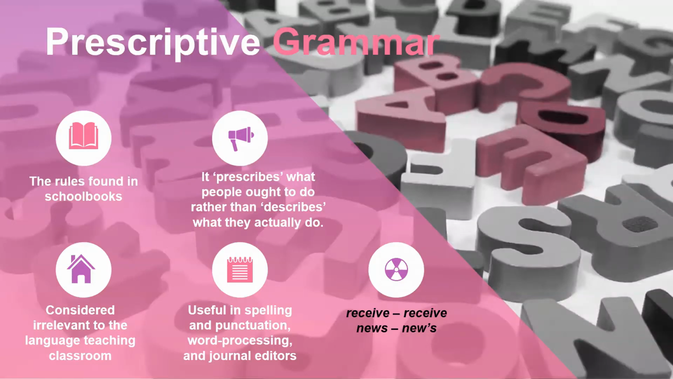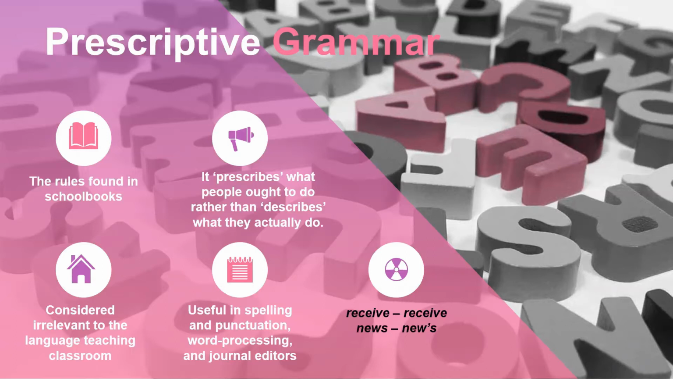Let us explain deeper. One familiar type of grammar is the rules found in school books. This is called prescriptive grammar because it prescribes what people ought to do rather than describes what they actually do. It is the highway code through which the government tells us how to drive rather than observing what we actually do on the road.